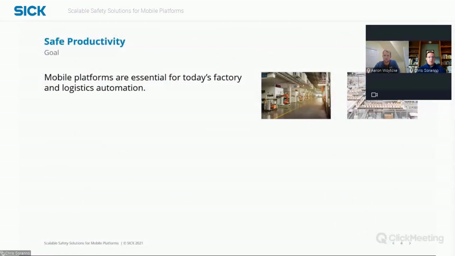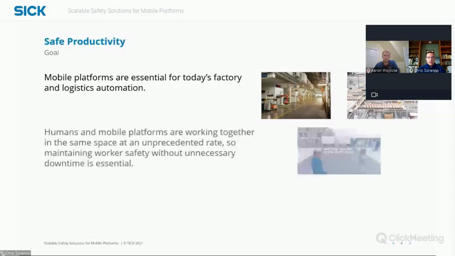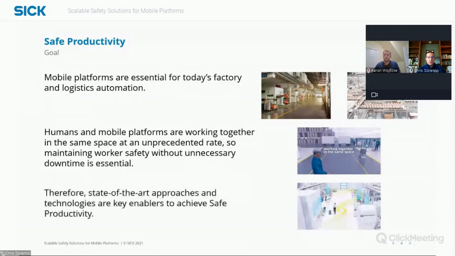So when we talk about safe productivity, we have to understand that mobile platforms are being adopted at unprecedented rates, especially over the last year and a half with the pandemic. And this is happening both in factory automation as well as logistics automation. As more and more of these platforms are introduced into the workplace, of course, there's going to be more human interaction to be expected. And so what we want to do is implement these applications safely. And that's a requirement, right? It's a requirement of regulation, of standards, of our culture today. And we want to make sure that it's safe, but at the same time, keep those levels of productivity as high as possible.